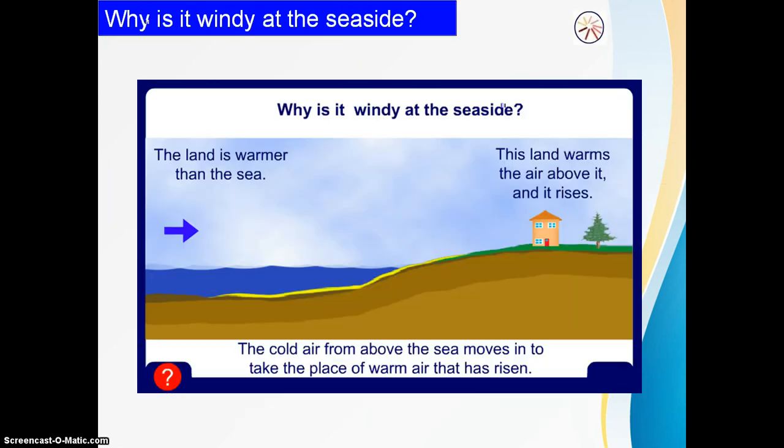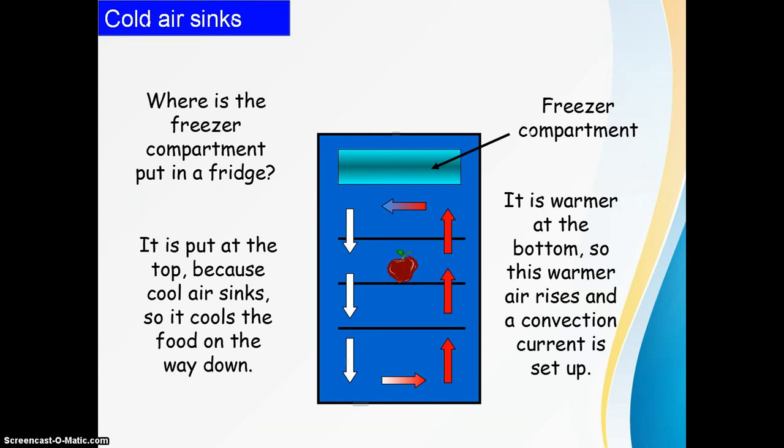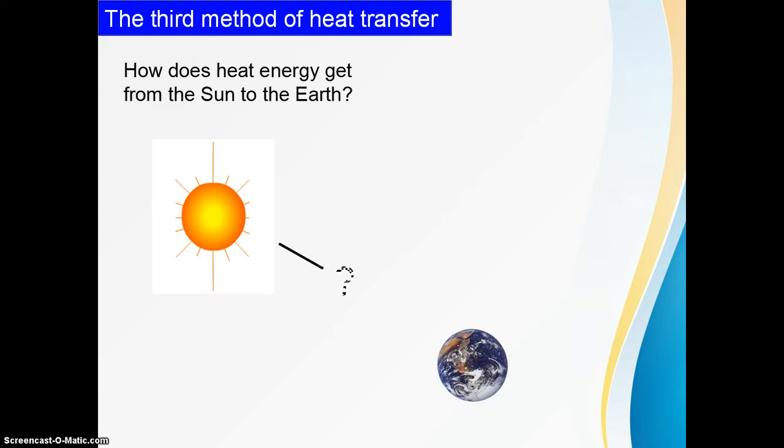Okay. So next, the cold air in the freezer compartment in the fridge. The freezer compartment is at the top, so it is warmer at the bottom. As the warmer air rises, a convection current is set up, and the cool air sinks. So it cools the food on the way down.